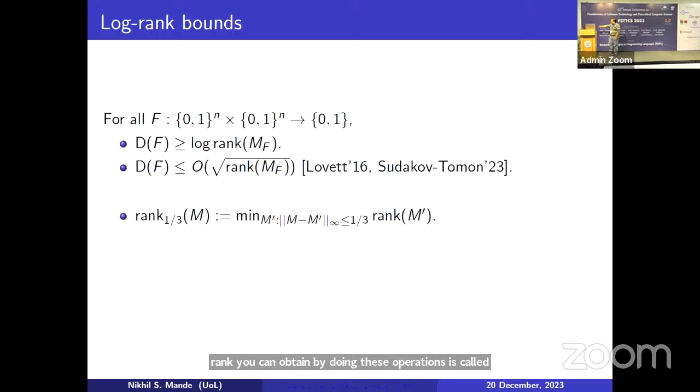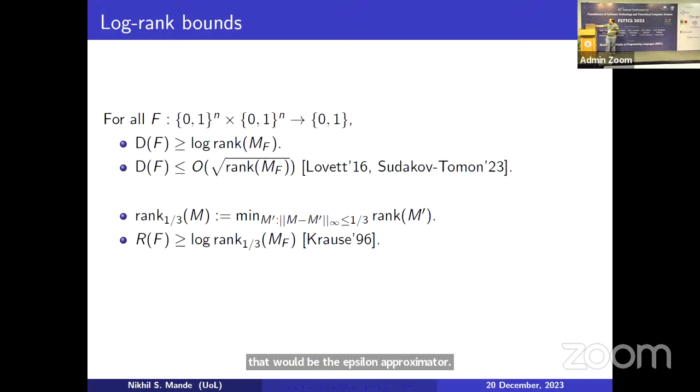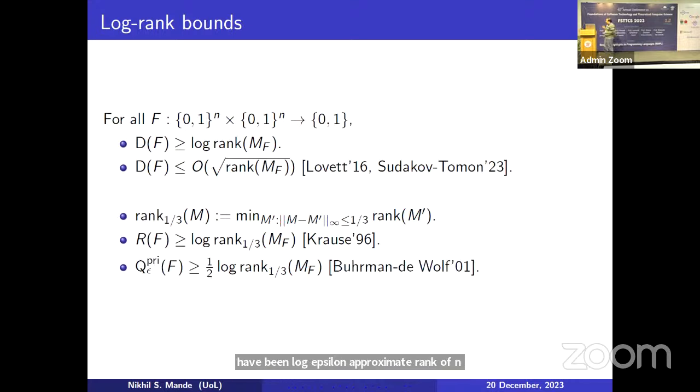So I could have replaced 1/3 here by epsilon. That would be the epsilon approximate rank of M. And just like deterministic communication complexity is at least log rank, you can show that the private coin communication complexity of F is at least log approximate rank. And if you had private coin epsilon error, this would have been log epsilon approximate rank of M. And Buhrman and de Wolf showed that, with similar techniques to this proof here, you can show that half times this is a lower bound on the quantum epsilon error private communication complexity as well. So this gives us a lower bound technique for communication complexity in general: rank and its variants.